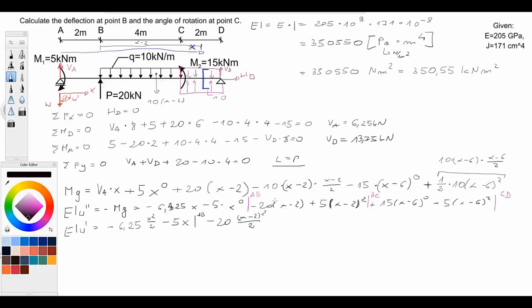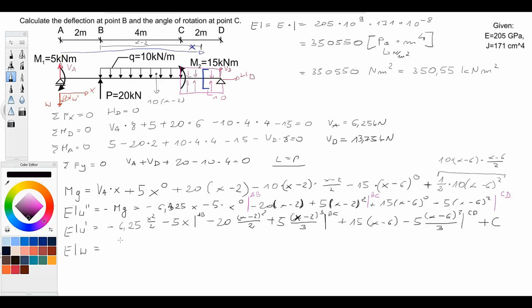Note that I am integrating this as a whole, right? Plus 5x minus 2 to the third power over 3. Again, I integrate it as a whole. If you have doubts whether it's allowed to do so, yes, it is completely allowed. And I refer you to the literature to verify why it's allowed. X minus 6 to the third power over 3. We denote this as CD. Remember the constants of integration, because this is an indefinite integral.